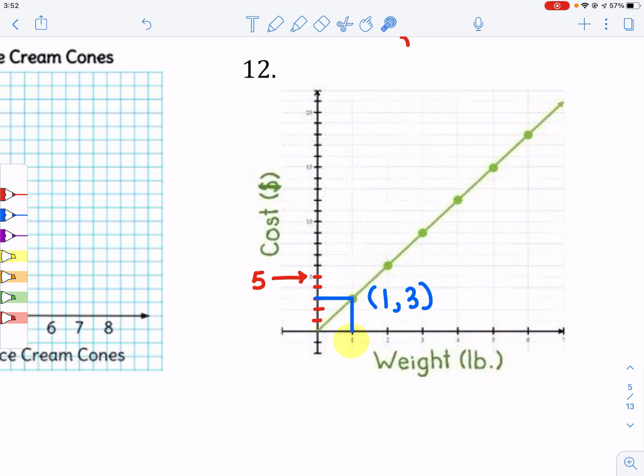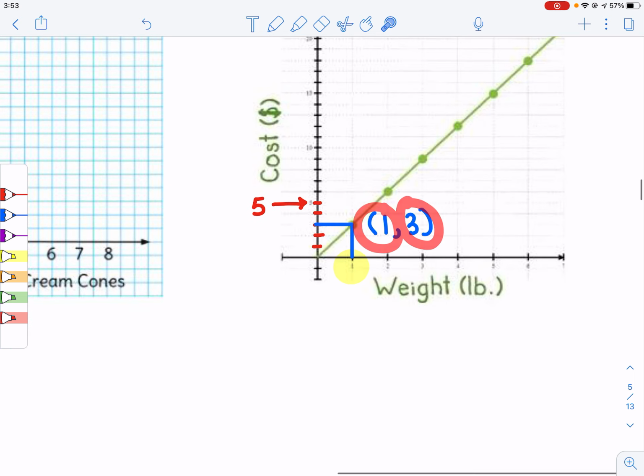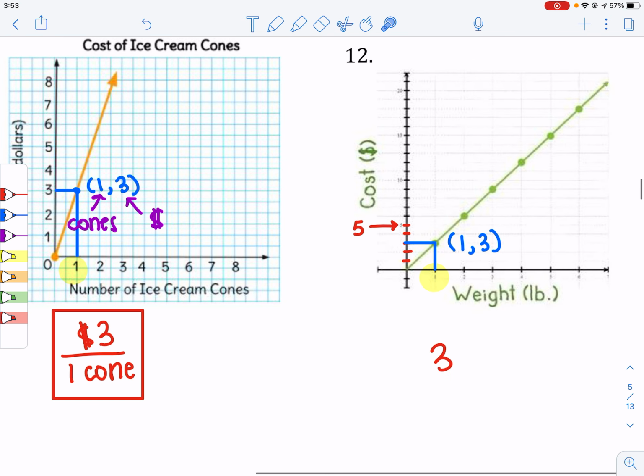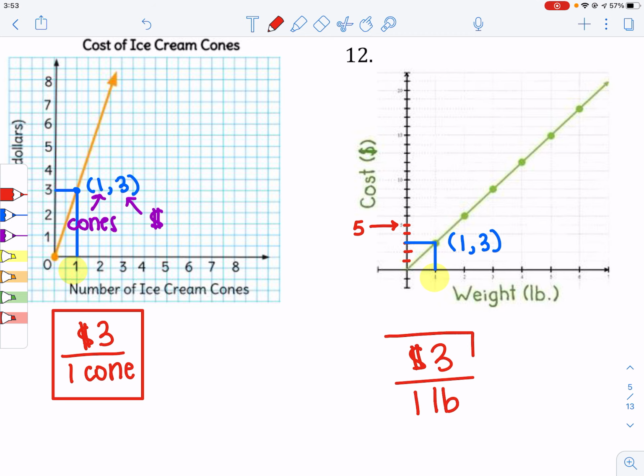All right, so again, it's always the y over the x. So I'm going to put 3 on top, and it's 3 of these. Oh, sorry, that's the y value. So if I want the y value, it's 3 of these. So $3 over 1 pound.